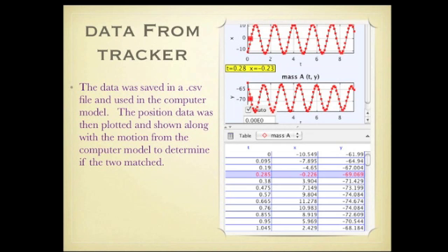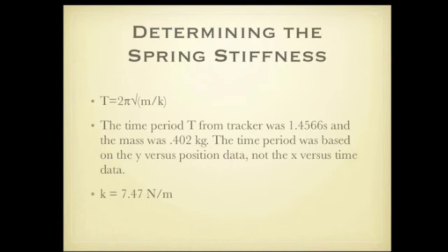The video was uploaded and analyzed, and the data was saved in a .csv file, and then the position was plotted along with the motion of the computer to see if they matched. First, we had to determine the spring stiffness. We had the time period is equal to 2 pi times the square root of the mass divided by the spring constant k. The time period from Tracker was determined to be 1.4566 seconds, and the mass was 0.402 kilograms. The time period was based on the y versus position data, not the x, because the x is just how far the spring was pulled to the side, not how far it was stretched.